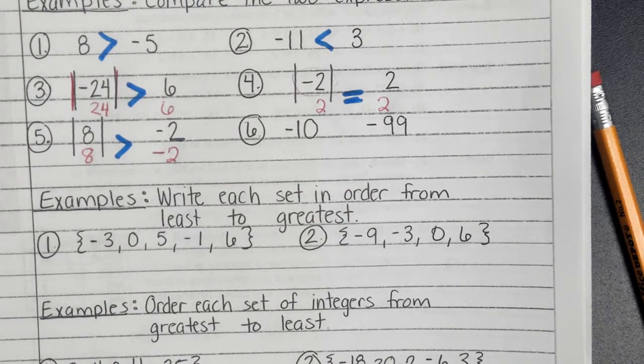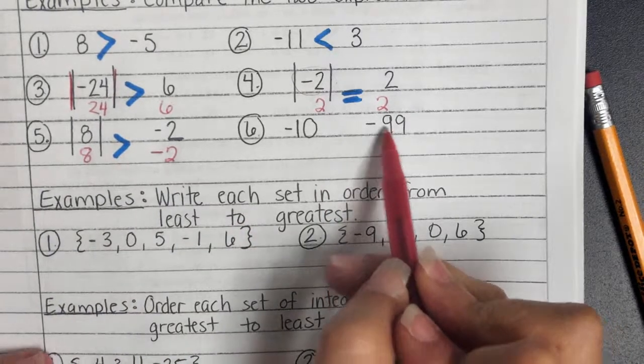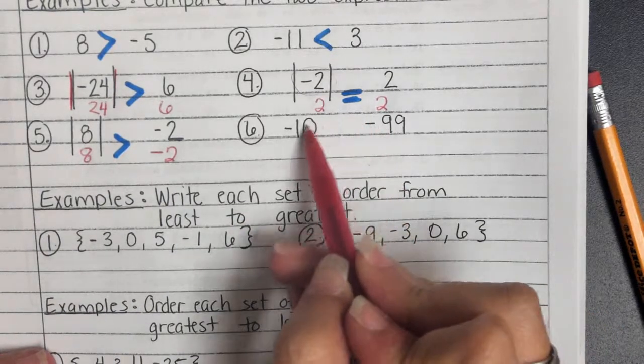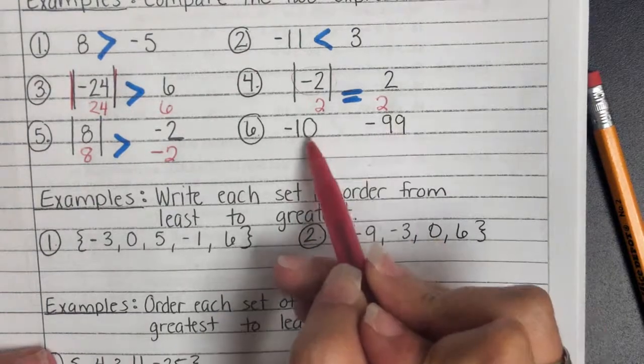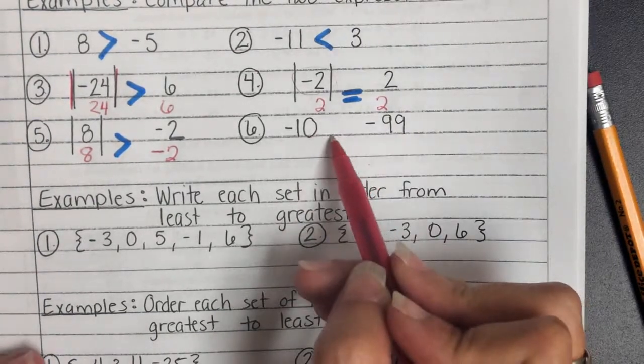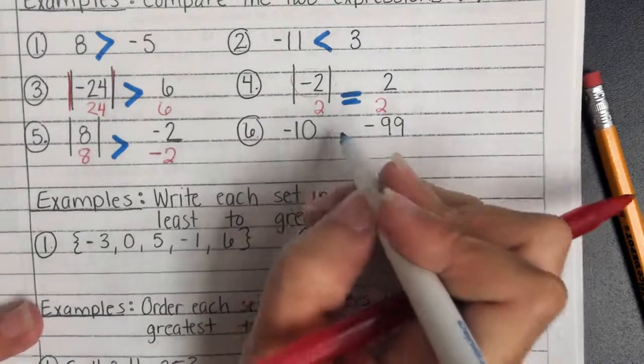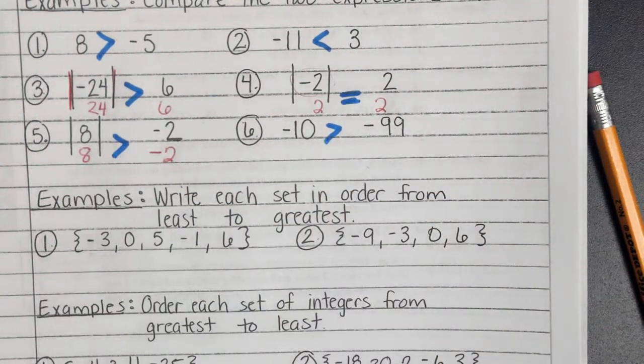And these are the tricks. These are the ones that get the most students. Think about it. Which one is closer to 0? The -10. It is greater than -99. Whatever is closer to 0 is bigger. It's always going bigger that way when you're going across the number line.